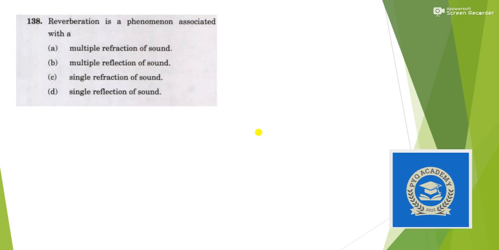Next: reverberation is a phenomenon associated with. This is asked multiple times. Reverberation means multiple reflection of sound, not refraction. That is reflection of sound. You can also equate it with echo. So the answer is option B.